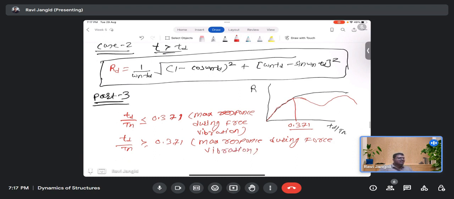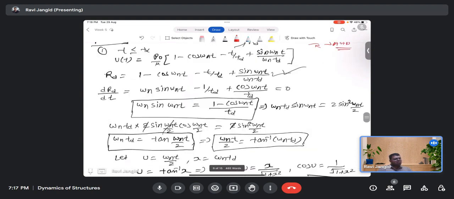One thing is that if you don't know the 0.371, then you calculate the RD for both the cases, and you will automatically get the RD for whichever case. Otherwise, if you don't remember those things, 0.371, is it okay? You have the expression for the maximum RD for both the cases. Put in the TD by TN value, and then find out whichever is coming out to be maximum will be your response.